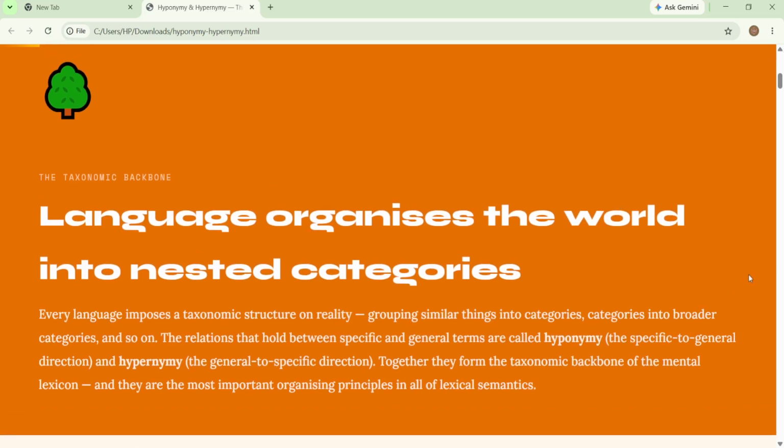The taxonomic backbone. Language organizes the world into nested categories. Every language imposes a taxonomic structure on reality, grouping similar things into categories, and categories into broader categories, and so on. The relations that hold between specific and general terms are called hyponymy and hypernymy. Hyponymy is the specific-to-general direction and hypernymy is general-to-specific. Together they form the taxonomic backbone of the mental lexicon, and they're the most important organizing principle in all of lexical semantics.